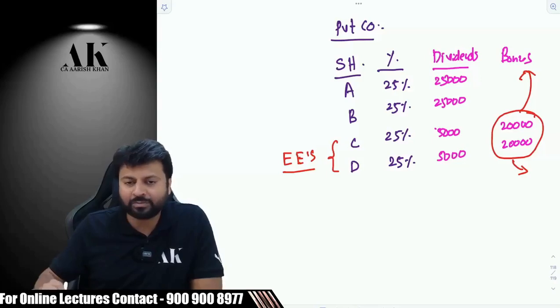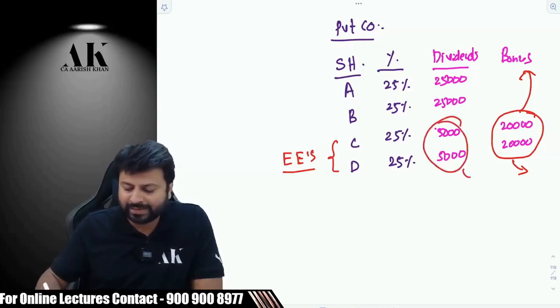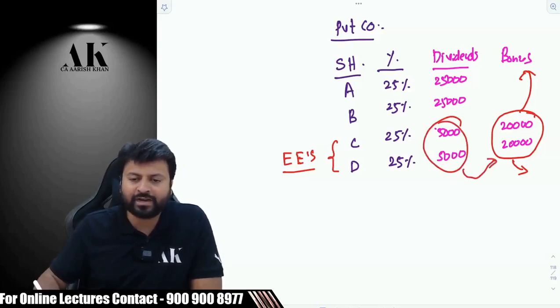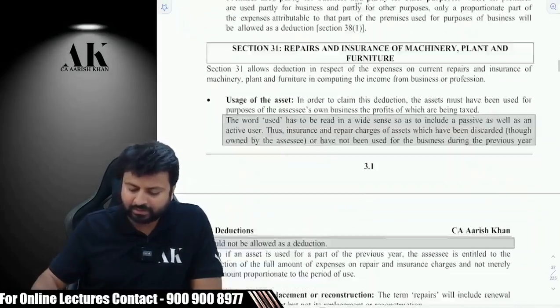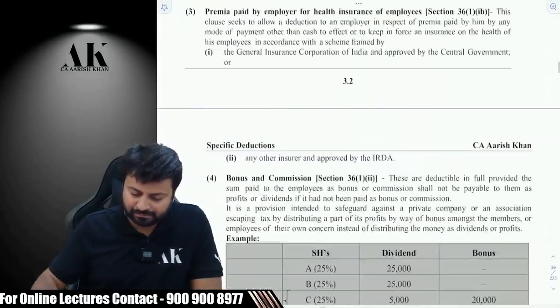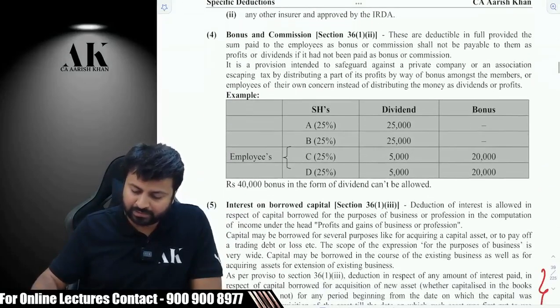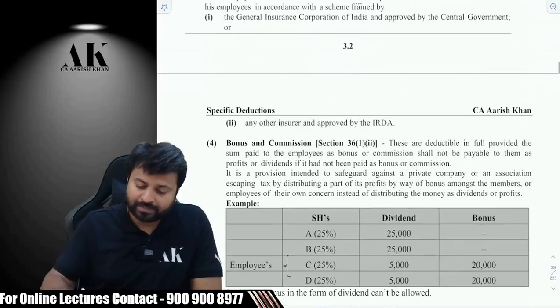Here we are trying to manipulate the income tax law by showing lesser dividend and transferring that dividend to a different account by the name called bonus. The government says that it is not allowed. Where is it written, sir? Let me show you where it is written. Pay attention on the board, please, all of you. On page number 3.3.